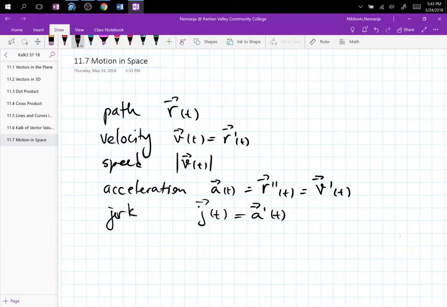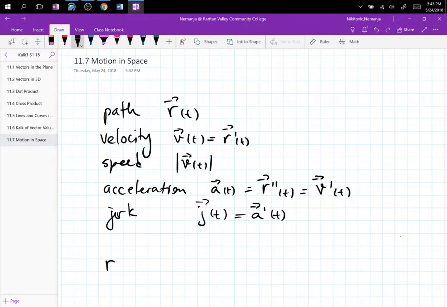Anyway, so the path, we had the example already, right? The path is, let's say, a helix. The particle takes the path of the helix, and then you can calculate the velocity, speed, and acceleration as we did last time. Now we can quickly work out the example over here.